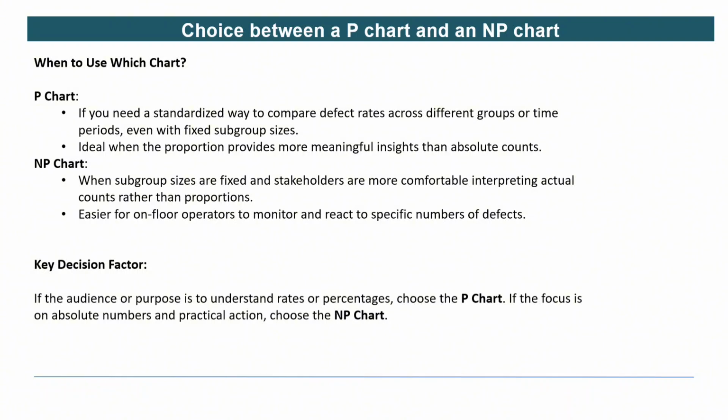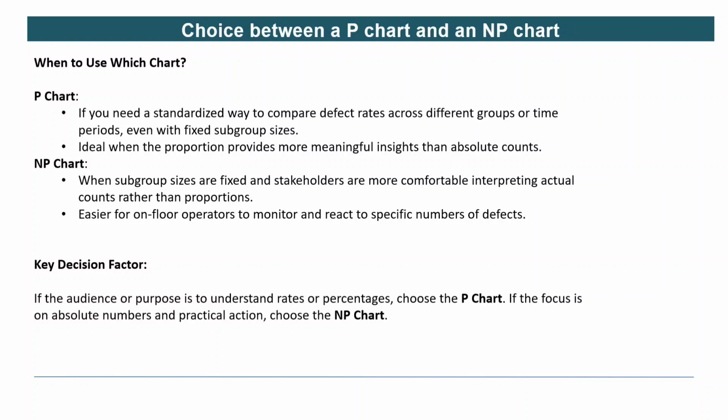Whereas an NP chart is used when subgroup sizes are fixed and stakeholders are more comfortable interpreting the actual count rather than the proportion. So if the people who are looking at this chart and making decisions understand the actual number much better than the proportion, then the NP chart is the right chart to use. It is easier for on-floor operators to monitor and react to a specific number of defects, which they are more familiar with.